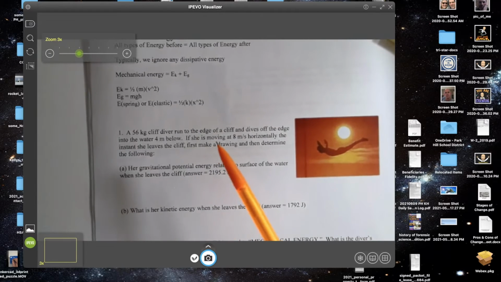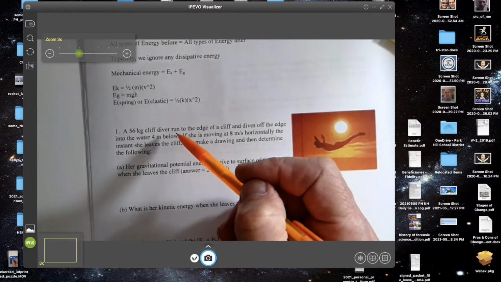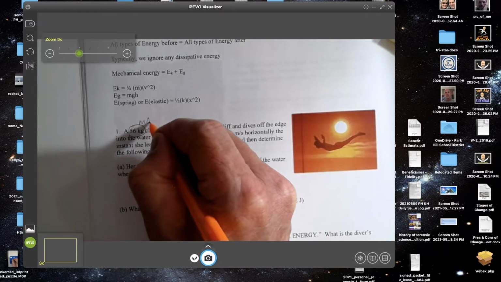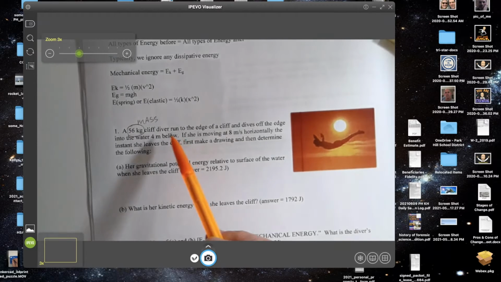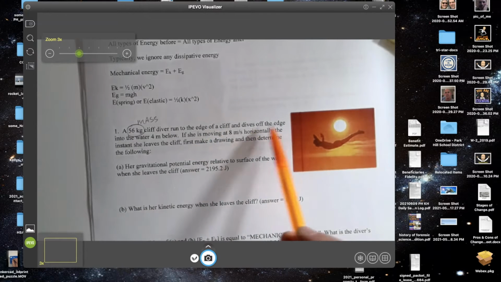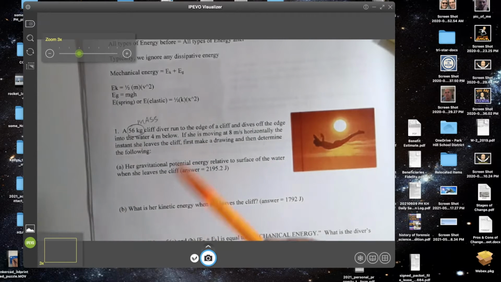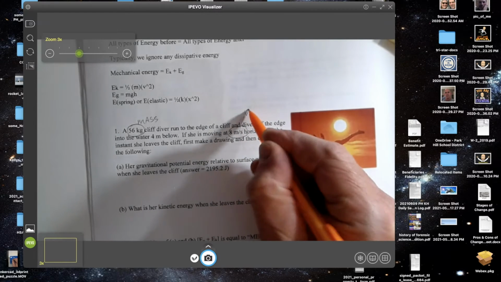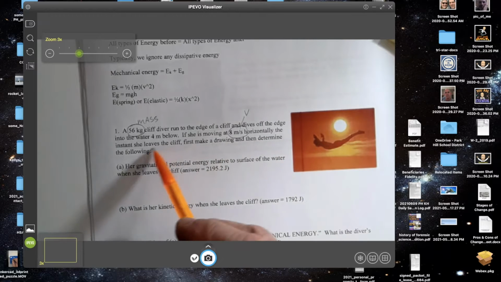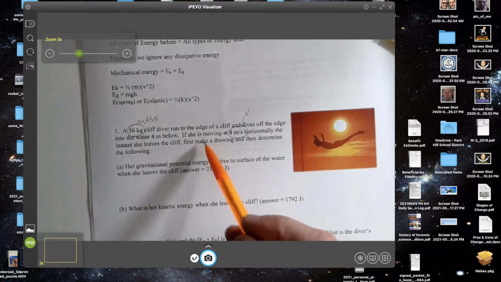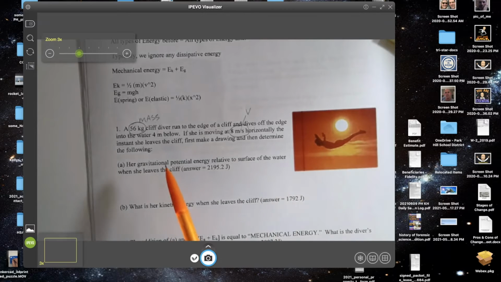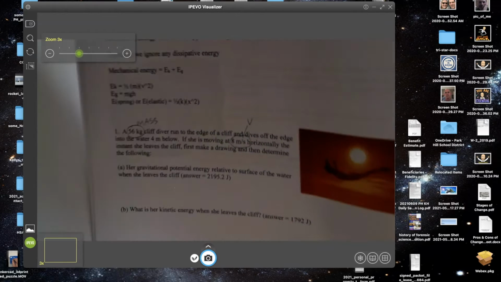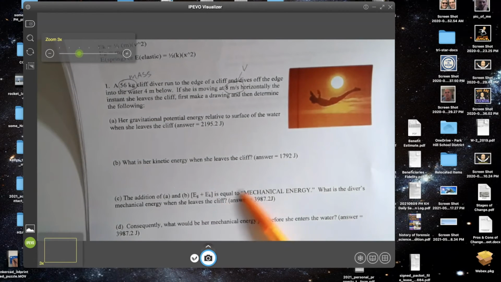In this first problem, we have a 56 kilogram cliff diver, so that's the mass. The diver runs to the edge and dives off the edge into the water 4 meters below. If she's moving at 8 meters per second, so that's a velocity, horizontally, the instant she leaves the cliff, make a drawing and then determine the following: her GPE relative to the surface of the water when she leaves the cliff, her kinetic energy when she leaves the cliff, and the addition of these would be her mechanical energy.